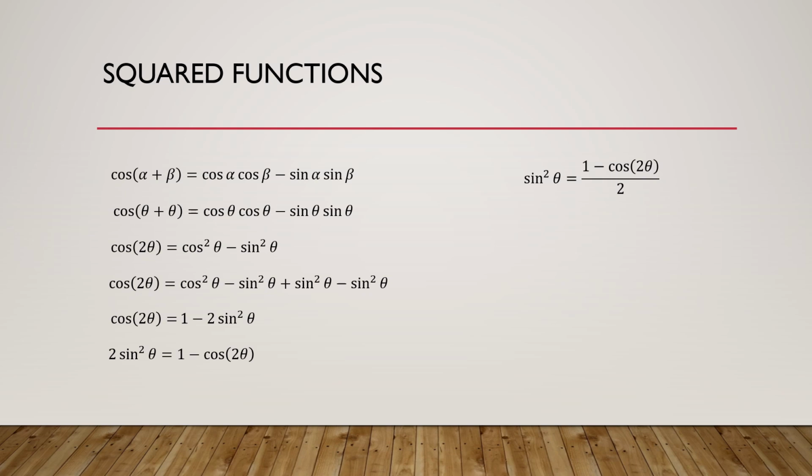We can do similar manipulations to arrive at the other squared identities. Cosine squared theta equals 1 plus cosine 2 theta over 2. Since tangent squared theta equals sine squared theta over cosine squared theta, we can derive that tangent squared theta also equals 1 minus cosine 2 theta over 1 plus cosine 2 theta.